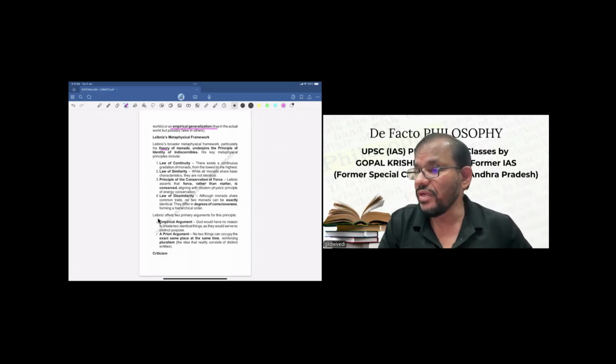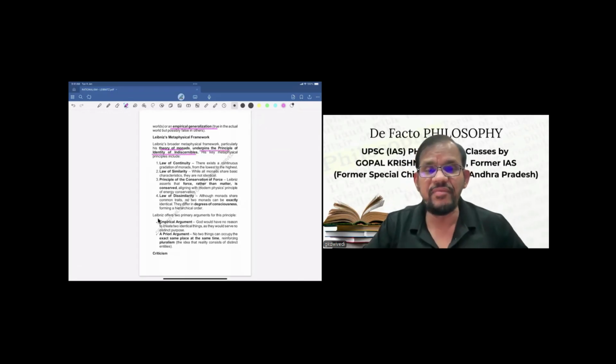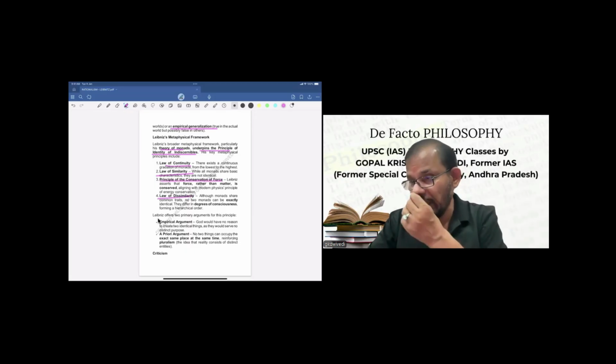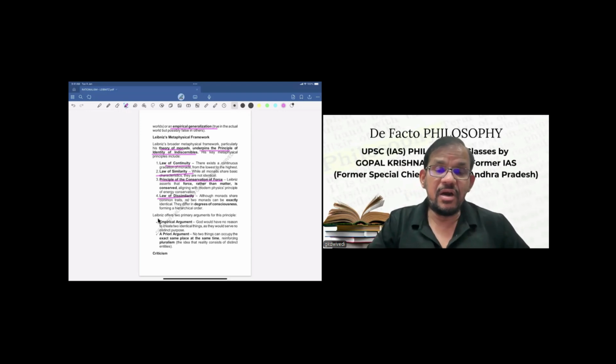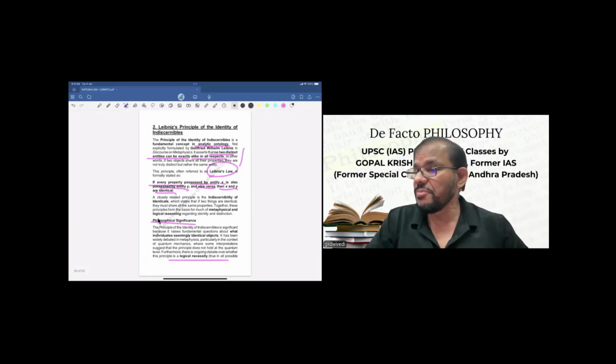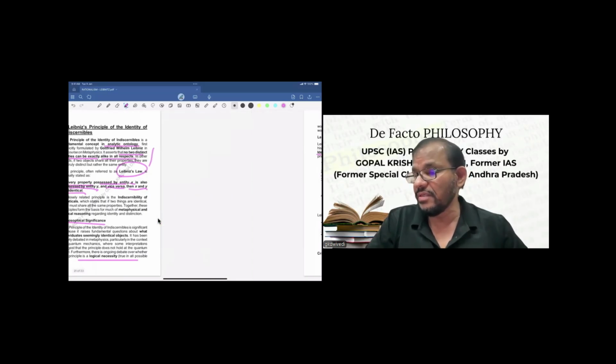So the theory of monads underpins the principle of identity of indiscernibles because this is linked with his metaphysical framework. His key metaphysical principles, as we have already seen in the monadology, are the law of continuity, law of similarity, principle of conservation of force, and law of dissimilarity. So although monads share common traits, no two monads can be exactly the same. They differ in degrees of consciousness, forming a hierarchical order. This is equal to the principle of identity of indiscernibles.